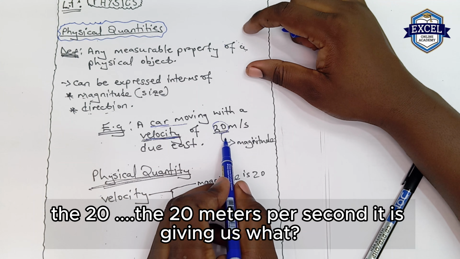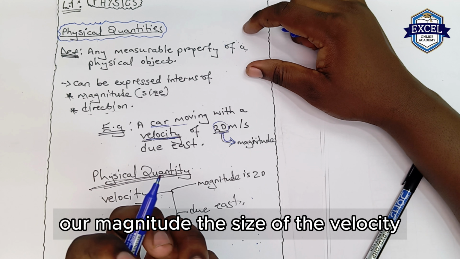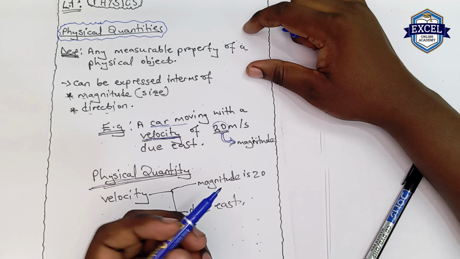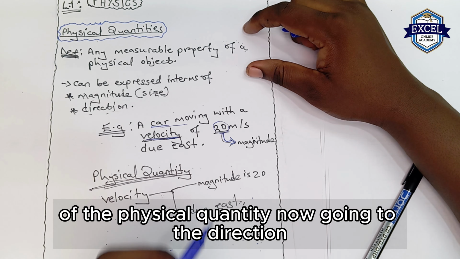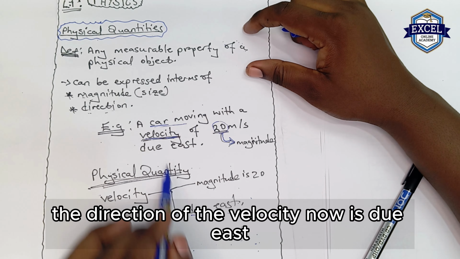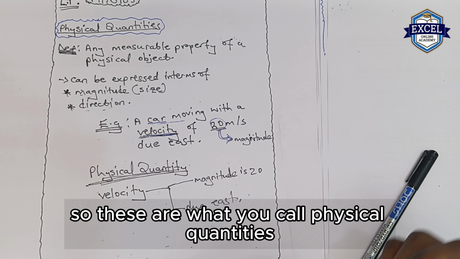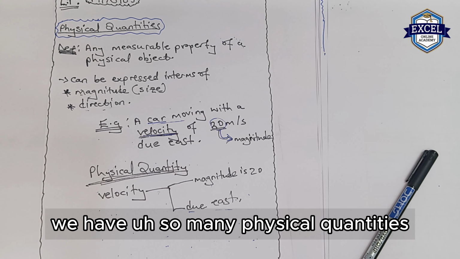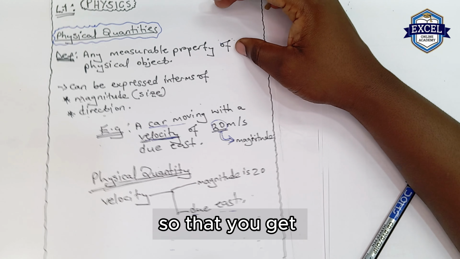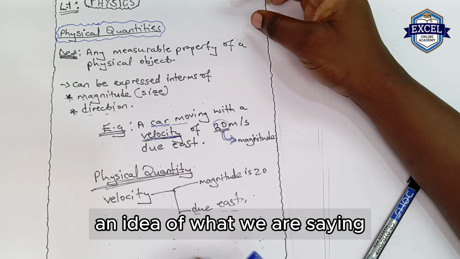The 20 meters per second, it is giving us what? Our magnitude, the size of the velocity. So the size of the velocity is the magnitude of what? Of the physical quantity. Now going to the direction of the velocity, it is due east. So due east is acting as our direction. These are what you call physical quantities. We have so many physical quantities, but I just chose to give this as an example so that you get an idea of what we are saying.